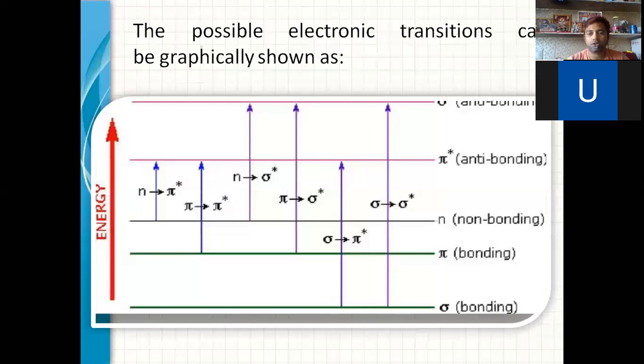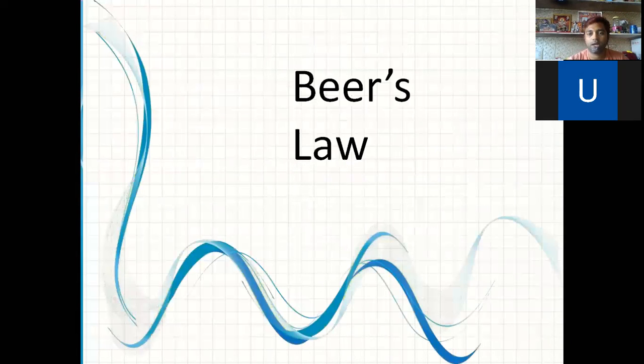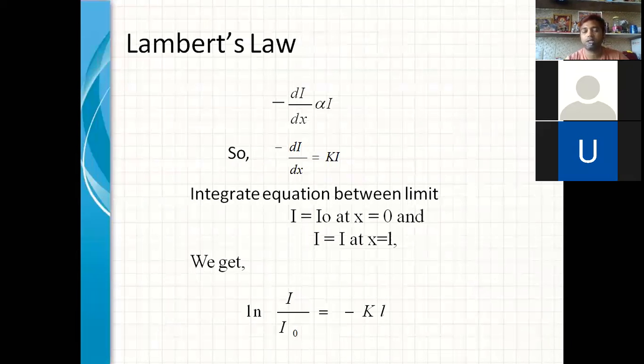Explain electronic transitions in UV visible spectroscopy. Define absorption and transmittance.